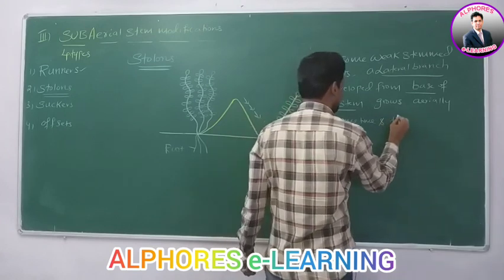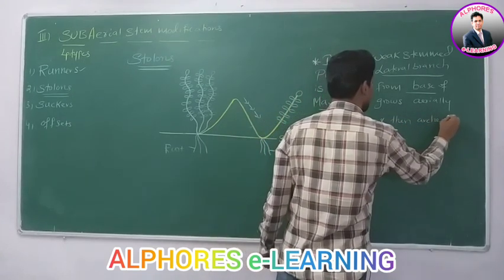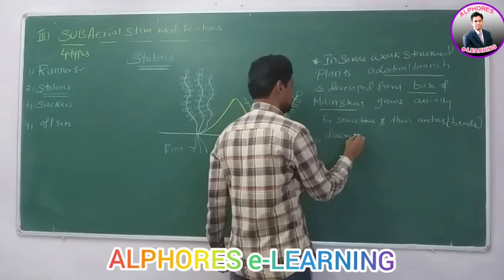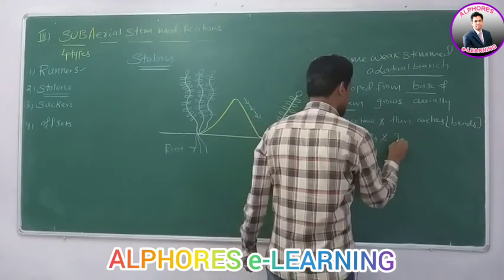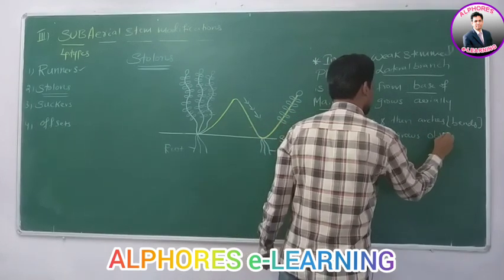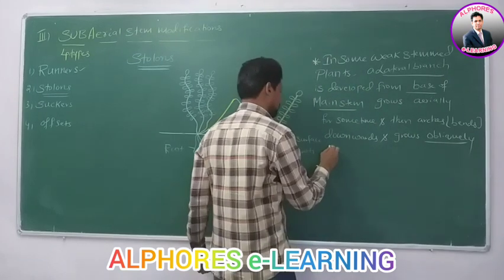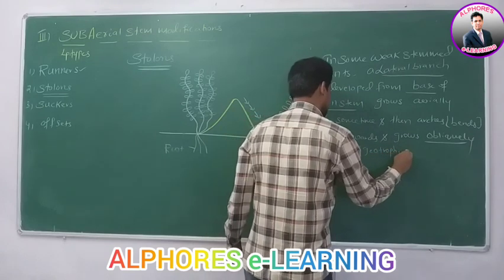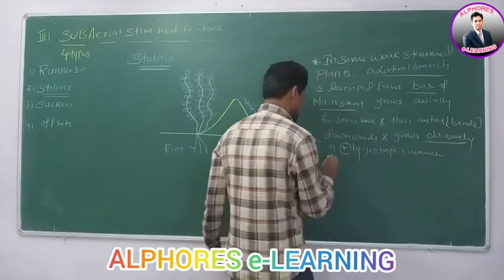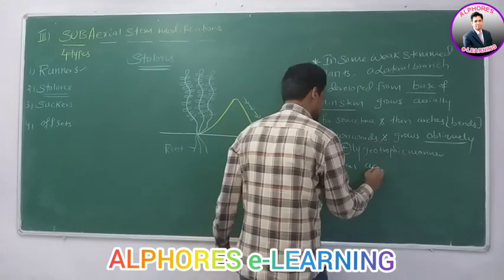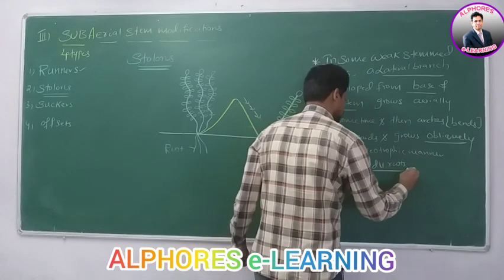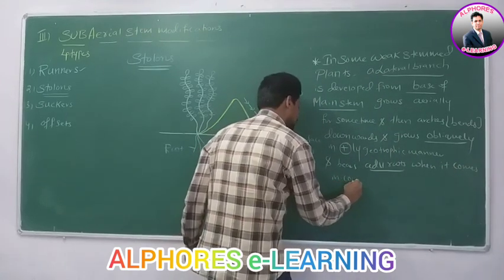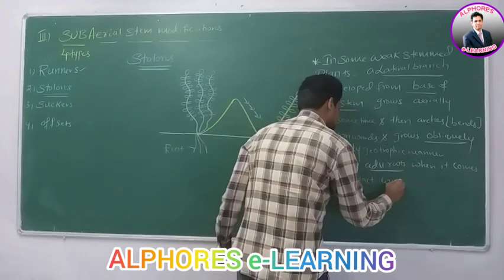And then what happens? It arches. Arches means bends. It arches downwards, bends downwards, and grows how? Obliquely. In which manner? In a positively geotropic manner. And bears what? It bears adventitious roots when it comes in contact with the soil.